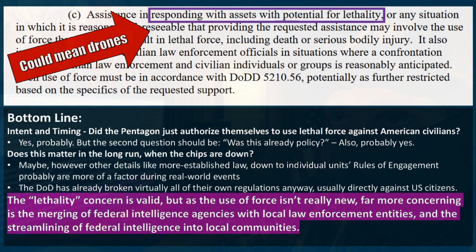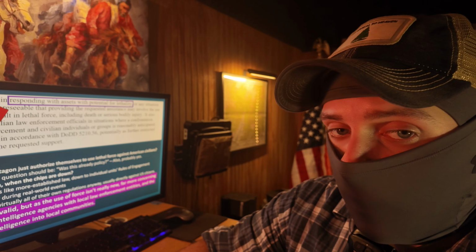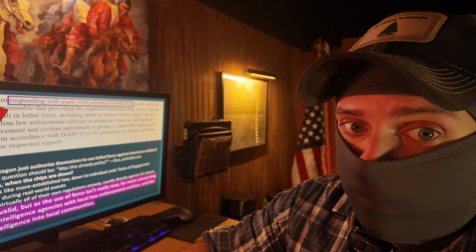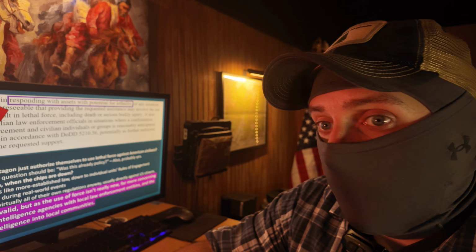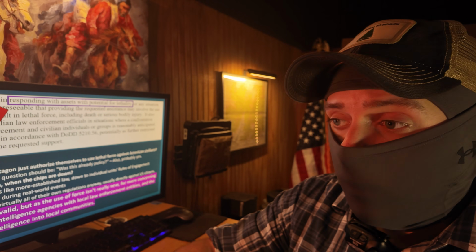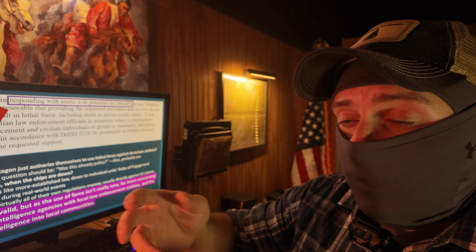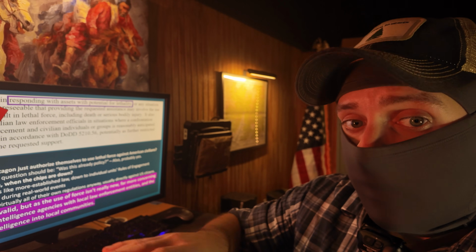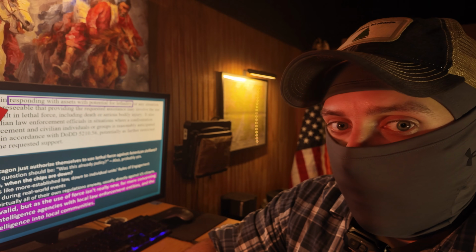So the answer to the question, did the Pentagon just authorize themselves to use lethal force against Americans? In this document, yes, probably. However, the next question must be asked, which is, did they already have this authority anyway? And the answer to that is, yeah, probably. So again, did this document really change anything with regards to the lethal force stuff? Not really. What it did do, though, is start to bring together these assets from a federal level down to a state level, down to a local level, and set up the ecosystem for this to work.